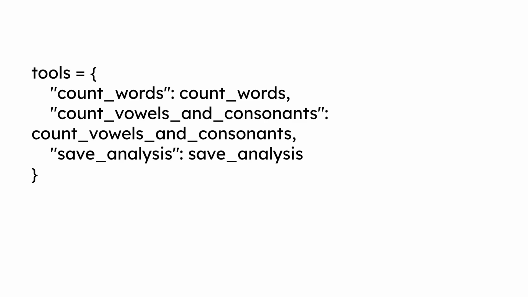Think of this dictionary as our physical tool rack on the kitchen wall. On the left side, inside the quotation marks, we have the labels on the rack: count words, count vowels and consonants, and save analysis. These are just plain text strings. They represent the names the AI chef's brain will shout out when it wants to get something done.